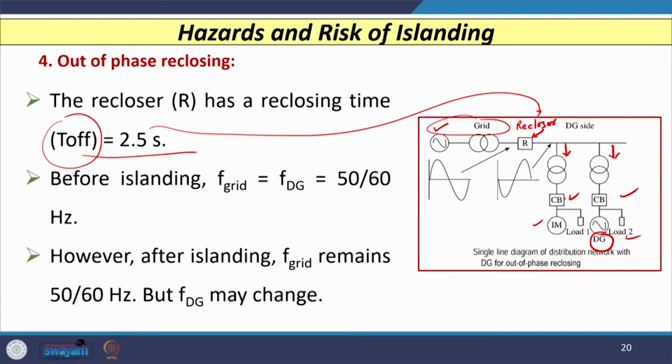Now, before any island, we know that the grid frequency, F grid, is the same as the frequency of the DG, and let us say both are 50 hertz. Whenever an island forms, because of the opening of this breaker or recloser, the local loads are supplied by these distributed generators. However, the grid frequency remains the same at 50 hertz or 60 hertz, but the frequency of the DG may change because this islanded system is not regulated.